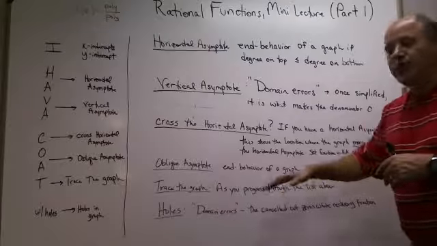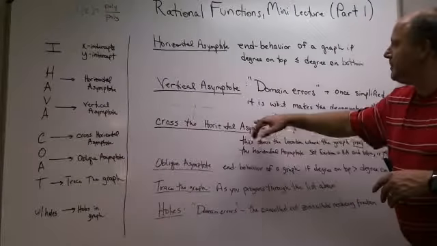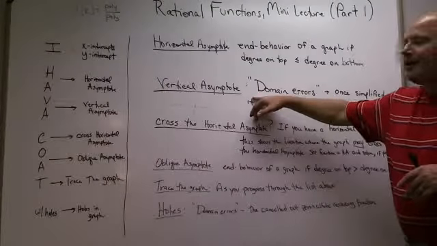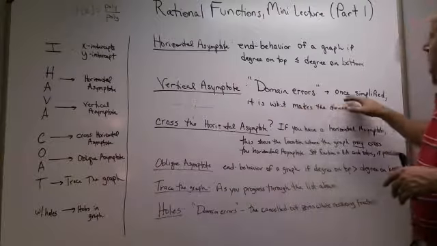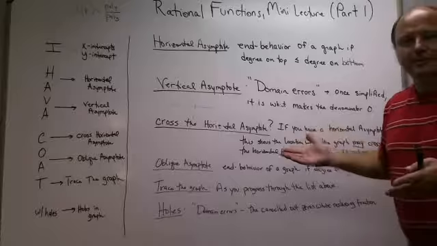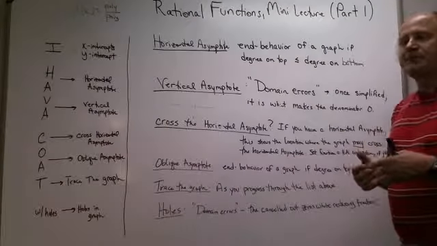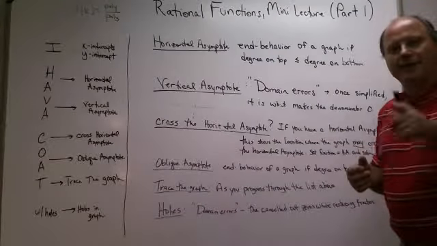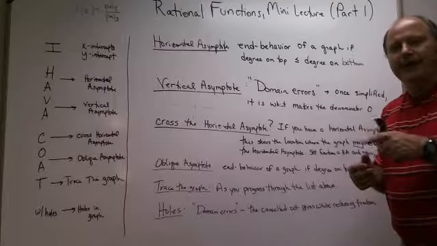And then there's holes. This is also talking about domain errors, much like the vertical asymptotes. And if you remember, I said a while ago, once simplified, it is what makes the denominator 0. Well, what about before you simplify it? Before you simplify, you might cancel out a factor that's on top and the bottom, and that creates the holes.